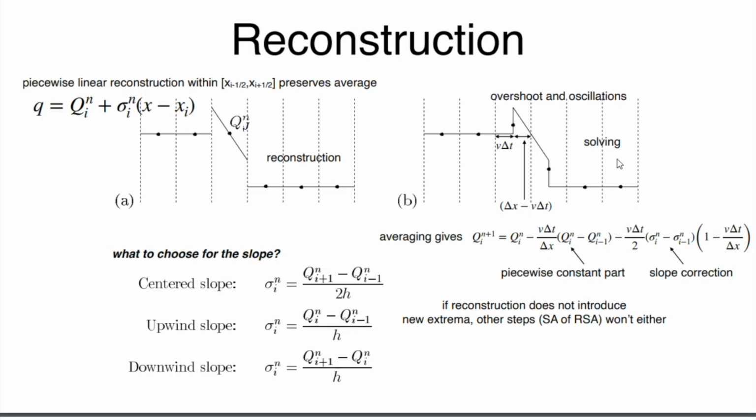Now, there is a theorem which says that if the reconstruction step does not introduce new extrema, advection will not create new extrema. For example, here in this profile there is a new extremum introduced. It's obvious, right? If you don't have this peak here, advection won't create a new peak. So all the effort has to go into choosing this slope cleverly enough that you don't introduce new extrema in the reconstruction step.